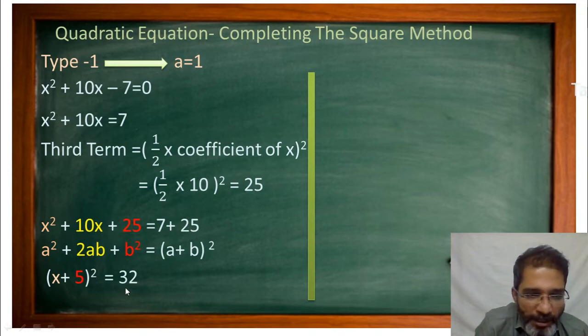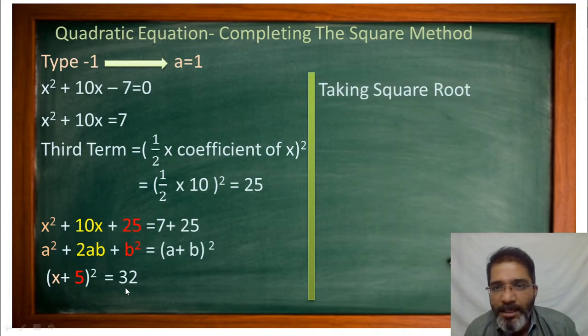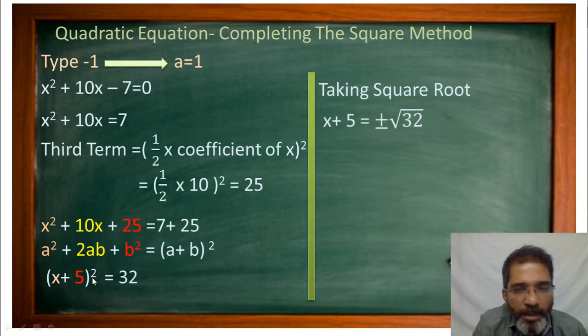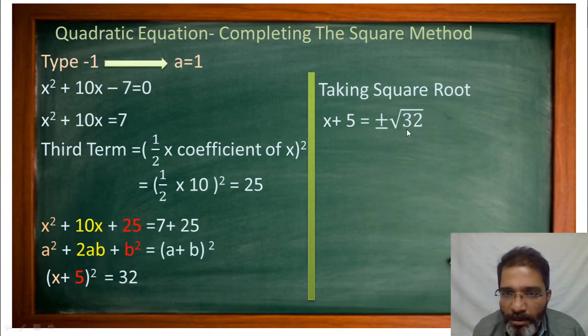Okay. The next step is we are taking the square root. So if you take the square root of a square, we get only the term, means the square root of x plus 5 bracket square is only x plus 5, and the square root of 32 is plus or minus root 32. So always remember one thing, whenever you take a square root of any number, it is always plus or minus, not only for this sum, for any sum.